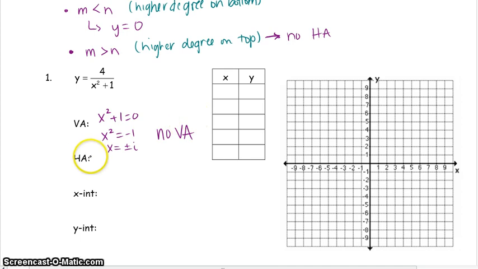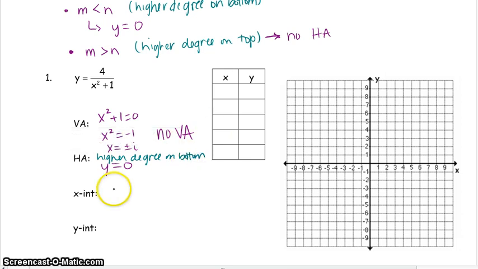Now to find our horizontal asymptote, we need to look at the degrees of our polynomial here. So our degree for the top is 0, degree for the bottom is 2, so since we have a higher degree on the bottom, that means our horizontal asymptote is just going to be y equals 0.